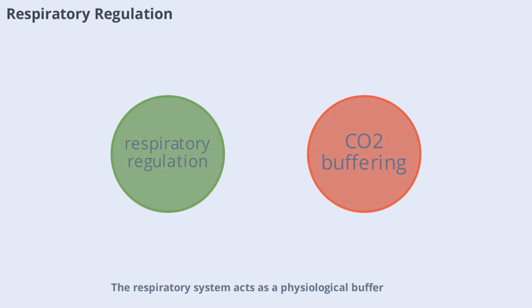The respiratory system acts as a physiological buffer, eliminating carbon dioxide, which is an acid. A reversible equilibrium exists in blood, allowing CO2 and water to form carbonic acid, which dissociates into hydrogen ions and bicarbonate. During CO2 unloading, the reaction shifts to the left, incorporating hydrogen ions into water. During CO2 loading, the reaction shifts to the right, buffering hydrogen ions with proteins.